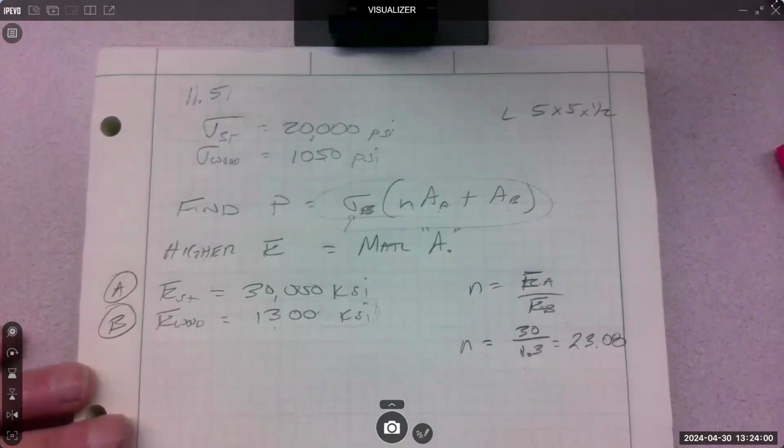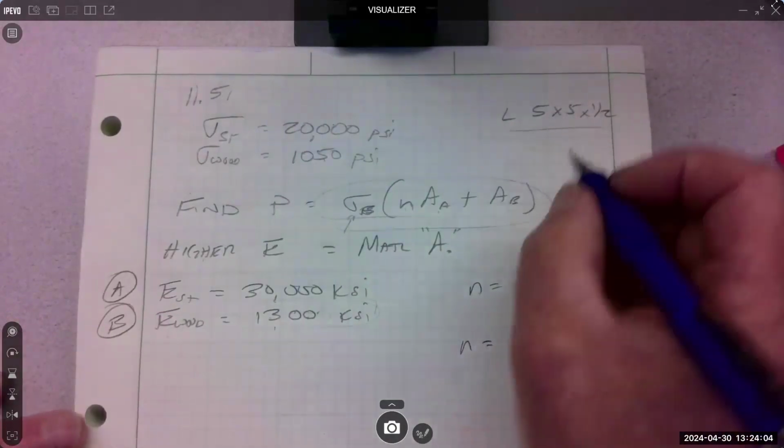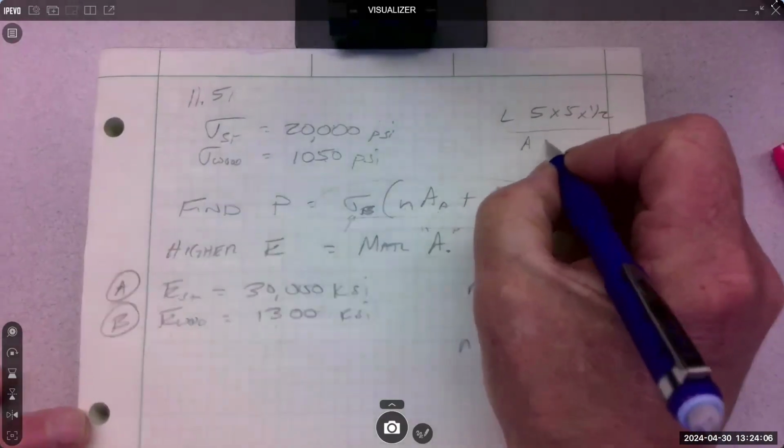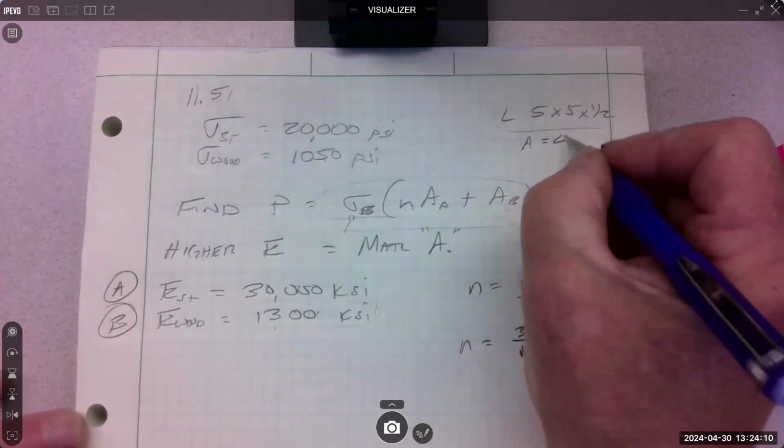Area A material is the steel. Did anyone look that up? What's the area of one of these? How much? 4.8.